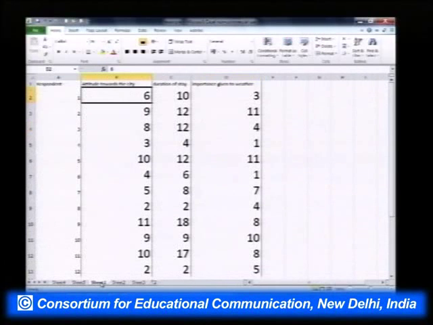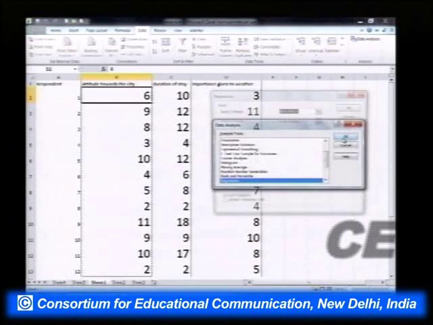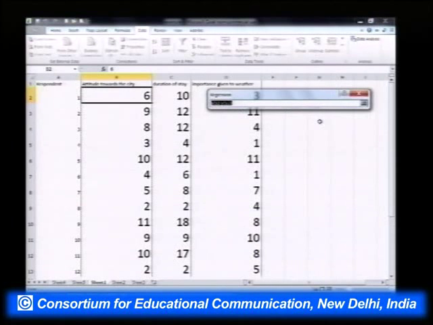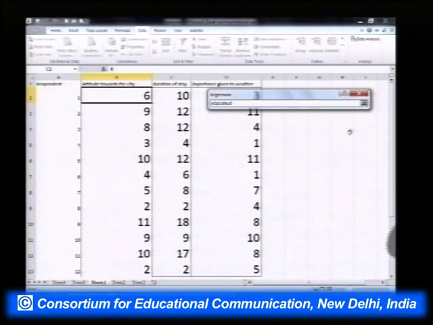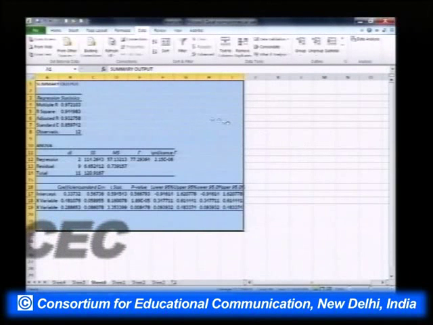When we are doing multiple regression, we will use the same data and again do a multiple regression. In this case again we go to data, data analysis, regression, and we have already selected the y. For x we will select both the duration of stay as well as importance given to the weather, and we will go and say OK.